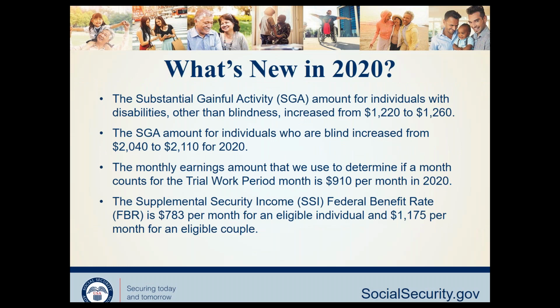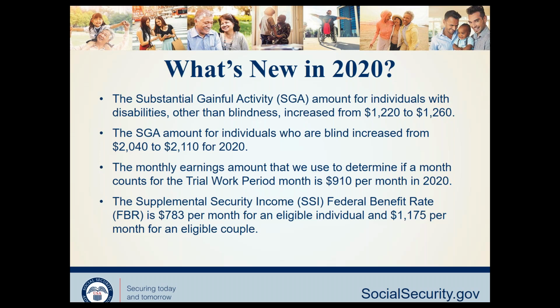So what's new in 2020? There are several important adjustments to the work incentive programs that went into effect January 1st of 2020. The substantial gainful activity amounts for individuals with disability other than blind increased from $1,220 to $1,260.